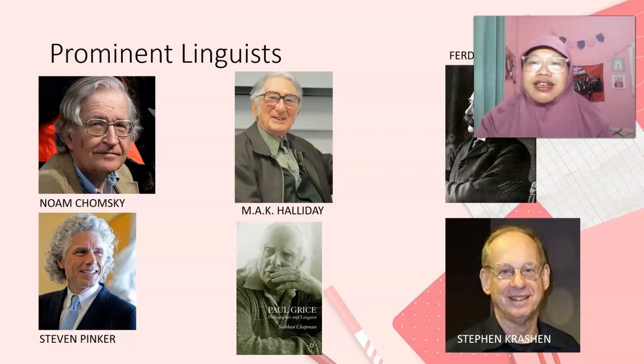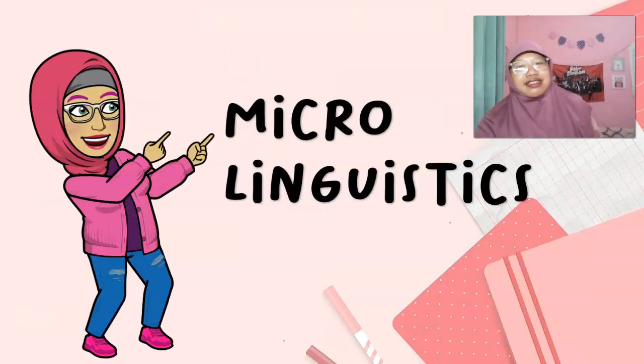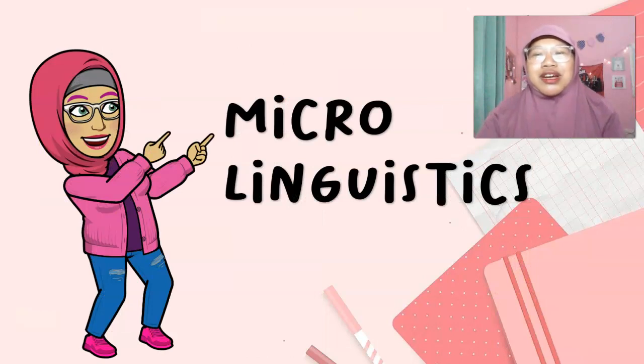Paul Grice, you will find him a lot when you later study pragmatics because he will talk a lot about maxims, floutings, and Stephen Krashen, he is really famous about second language acquisition. You will encounter them a lot, and there are more linguists we are going to talk about in our classes. Now let's start. I will introduce you a little bit about fields in microlinguistics.